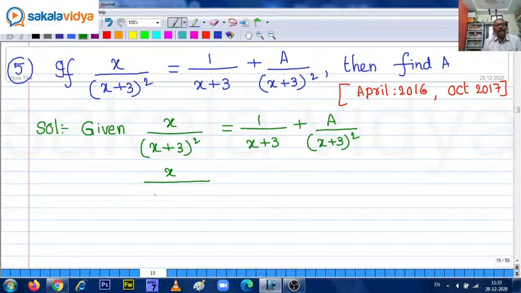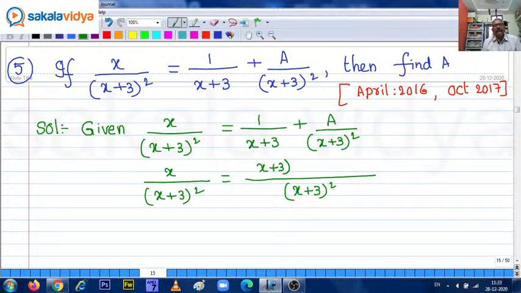So x upon (x plus 3) whole square equals to, what is the LCM? Here (x plus 3) whole square is the LCM. (X plus 3) whole square by (x plus 3), we get x plus 3, plus (x plus 3) whole square cancel, we have a. So the denominators will cancel, (x plus 3) whole square. So we have now a plus of (x plus 3) equal to x.